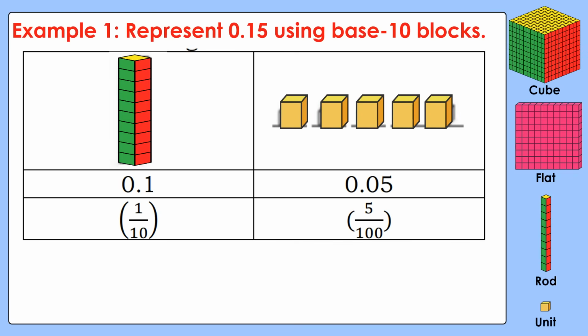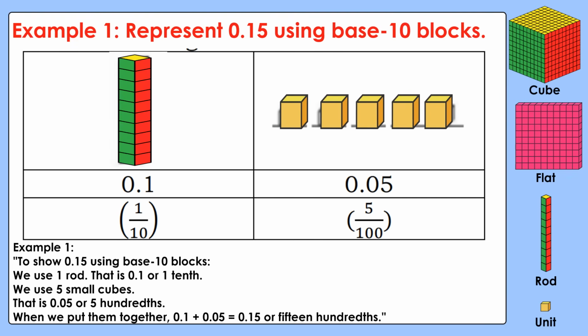Example number 1. Represent 0.15 using base 10 blocks. For the first example, to show 0.15 using base 10 blocks, we use 1 rod, that is 0.1 or 1/10. We use 5 small cubes, that is 0.05 or 5/100. When we put them together, 0.1 plus 0.05, that is equal to 0.15 or 15/100.